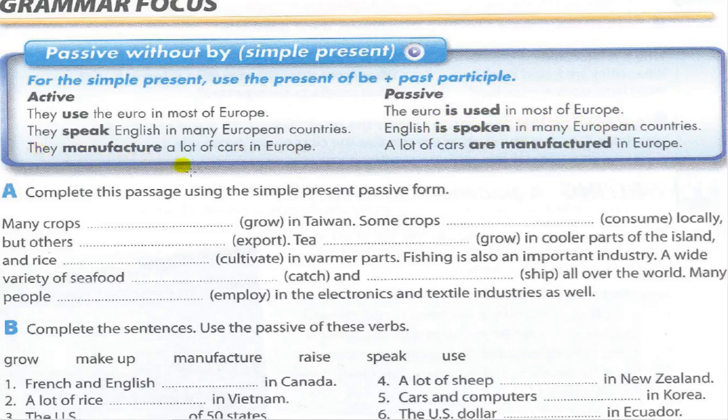They manufacture a lot of cars in Europe. We start with the object, a lot of cars are manufactured. Cars, plural. This is why you put are. A lot of cars are manufactured in Europe. Let's get this PowerPoint presentation.